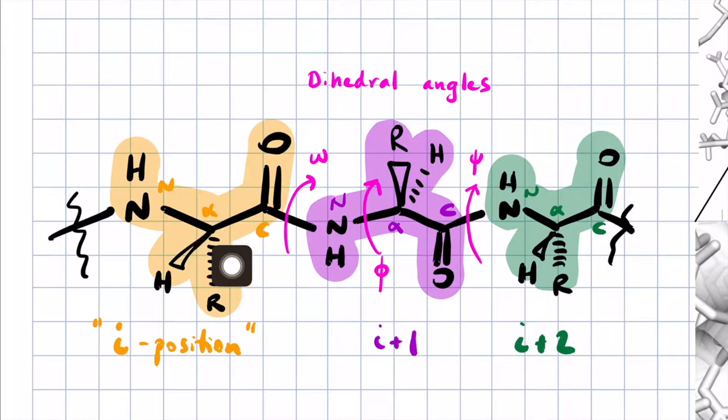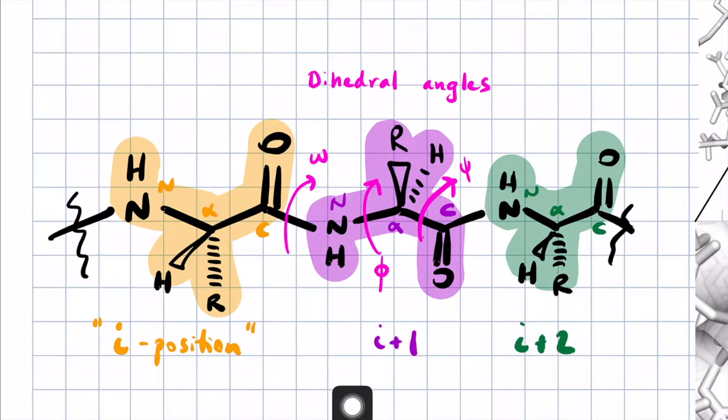And of course, the carbonyl carbon of the I position amino acid is connected via an amide bond to the amide nitrogen of the I plus one position. We were speaking about the conformations adopted about this sigma bond between orange carbonyl carbon and purple amide nitrogen, then about this sigma bond between purple amide nitrogen and purple alpha carbon, and then about the bond between purple alpha carbon and purple carbonyl carbon. It looks like I've messed up in my drawing. So the dihedral angle about this C-N bond is called omega. The dihedral angle about this N-alpha bond is called phi. And the dihedral angle about this alpha to carbonyl carbon bond is called psi.